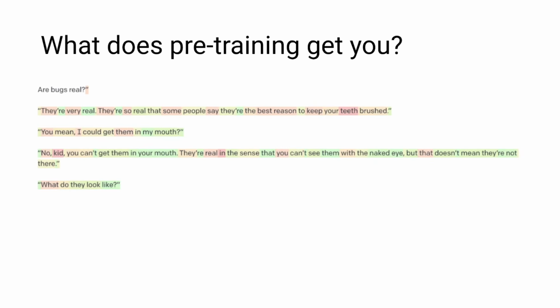So it closes the question with a quotation mark, and it decides it's speech. And then it continues it as a dialogue between a kid and an adult. Are bugs real? They're very real. So real that some people say they're the best reason to keep your teeth brushed. It's great. But it's not answering questions. If you go to ChatGPT and ask, are bugs real, it will tell you some stuff about how bugs are real.